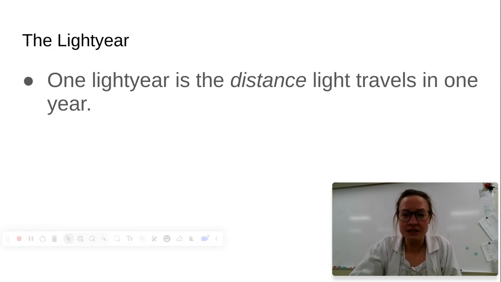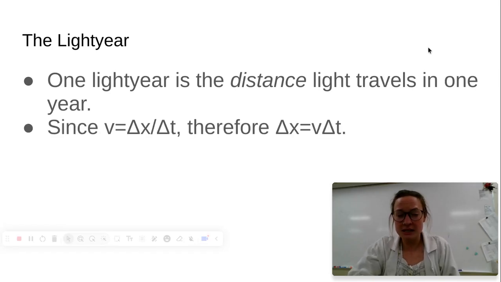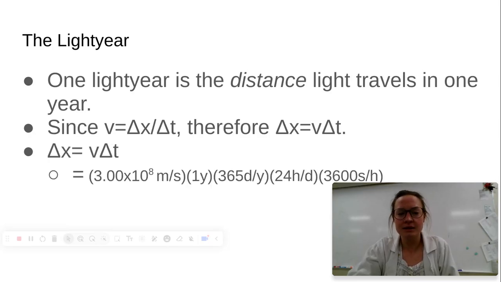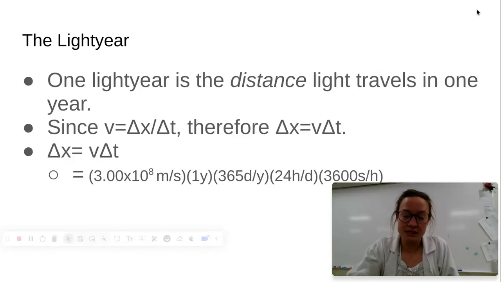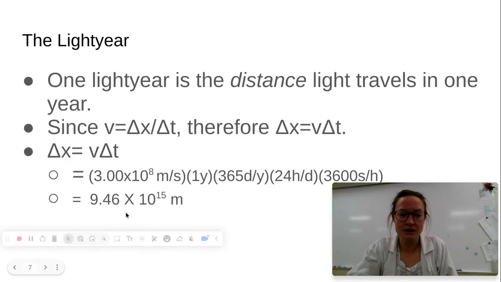And here's a little calculation to show you exactly what that number looks like. Since speed is equal to distance over time, then you can find the distance of a light year by just doing the speed of light times the time of a year. You've got to do a little bit of a unit conversion here to go from years to days, and then from days to hours, and then from hours to seconds. But once you type it into your calculator, you should get something like 9.46 times 10 to the 15th meters. That's a crazy distance that light can travel in a year.